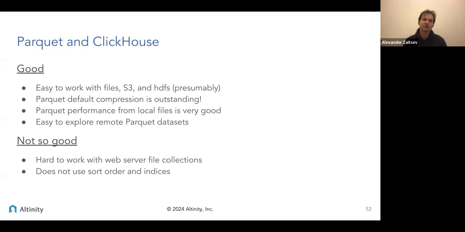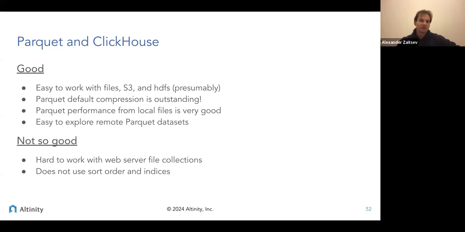ClickHouse is not as flexible here. It allows you to define compression and encoding for every column, but it needs to be done by the user, and this is for the whole column, regardless of different parts of this column.